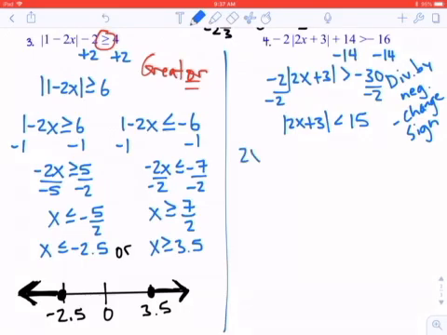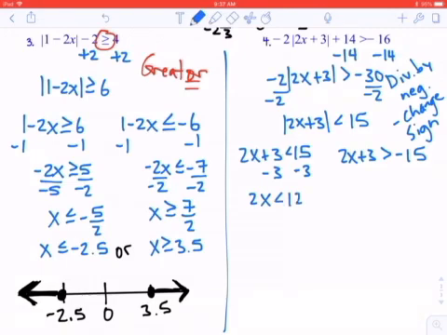So let's set up the first one to look like what we have been given right there. And then the next one will be 2x plus 3, change your sign, so it's greater than, and then negative 15. And solve from there. So let's subtract 3 from both sides. And we bring down 2x is less than 12. Divide both sides by 2, so x is less than 6.